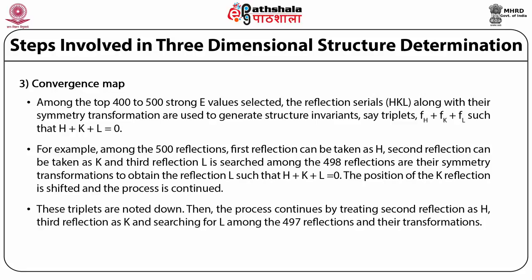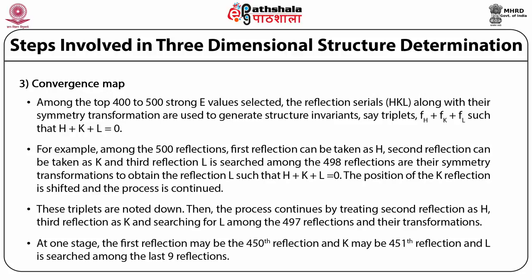Then the process continues by treating the second reflection as H, the third reflection as K, and L is searched among the 499 reflections in the transformation. At one stage, the first reflection may be the 450th reflection, K may be the 451st reflection, and L is searched among the last 9 reflections in the transformation. So this is how the convergence map works.